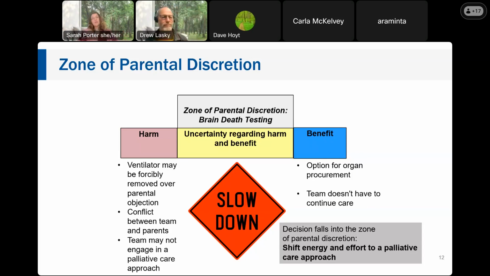And what we didn't do in this talk is get into the real ethical debates around death by neurologic criteria. Not everyone agrees in pediatric ethics that it is truly death. And it's not the kind of clear-cut determination of death that sometimes we like to think it is, which again supports this concept that it's reasonable to allow for dissent of testing, to put this into the zone of parental discretion, and to shift our energy and our effort into a palliative care approach.